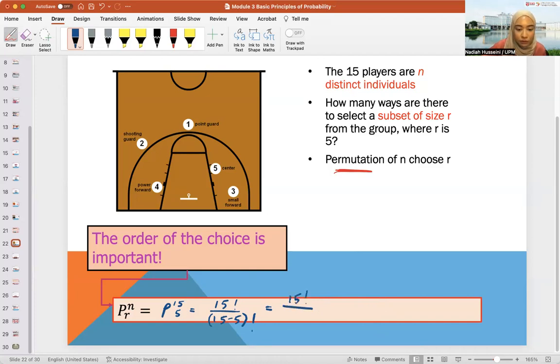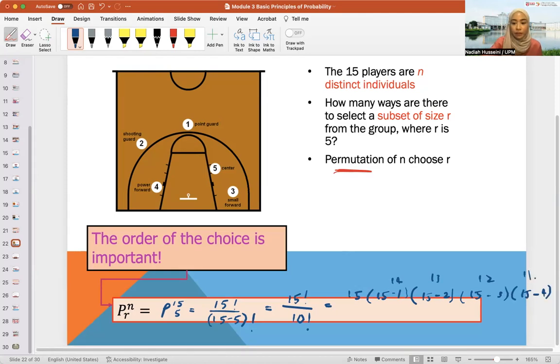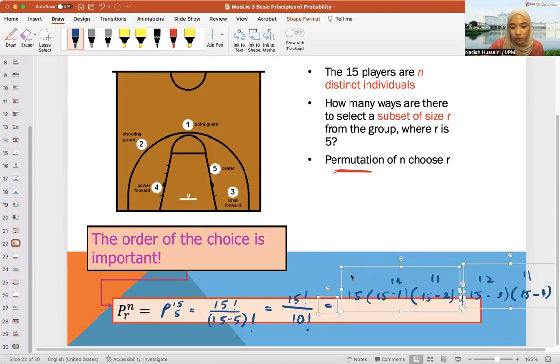So 15 times 15 minus 1, 15 minus, wait, let me simplify this first. 15 factorial over 15 minus 5 is 10 factorial. So I want to get rid of 10 factorial. So let's try to make our lives easier. 15 minus 1, this is 14. And then 15 minus 2, this is 13. And then 15 minus 3, this is 12. And then we have 15 minus 4, this is 11. And then we don't have space. Make this smaller.